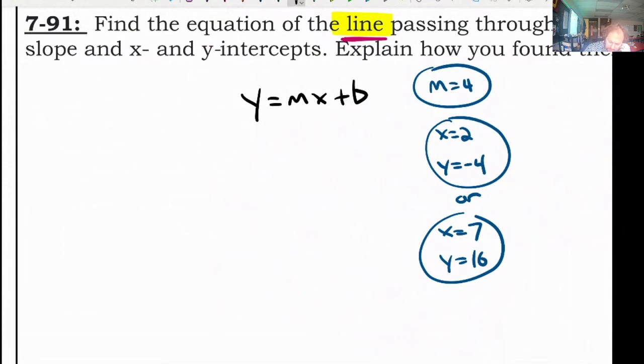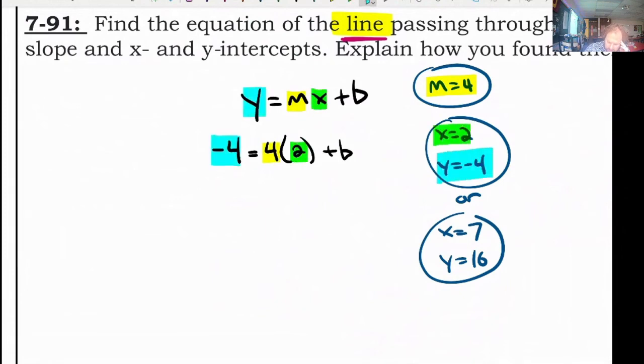So y is -4. m is positive 4. x is 2. And I do not know what b is. So all I'm doing is taking m equals 4 and plugging it in right there. And I'm taking x equals 2 and plugging it in right there. And I'm taking y equals -4 and plugging it in right there. And all we have to do now is solve this for b. So let's do those steps.